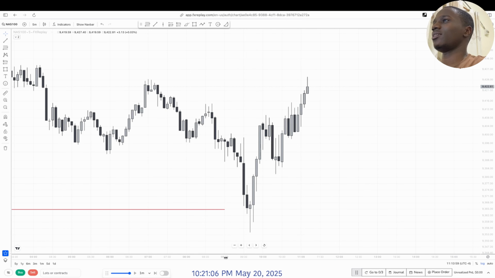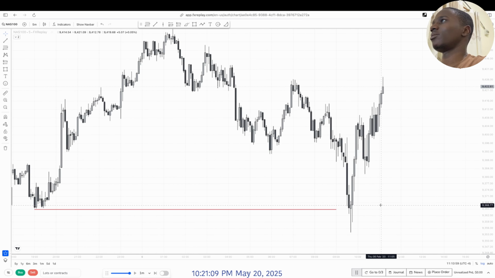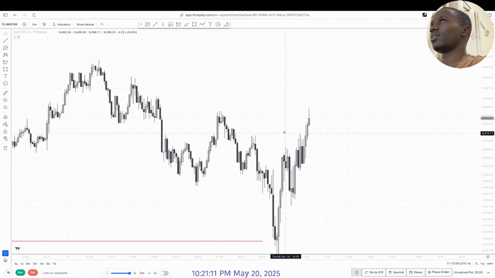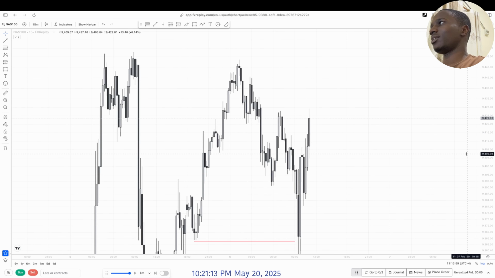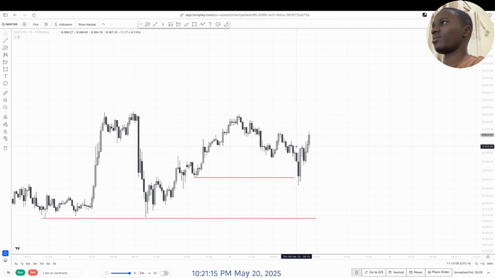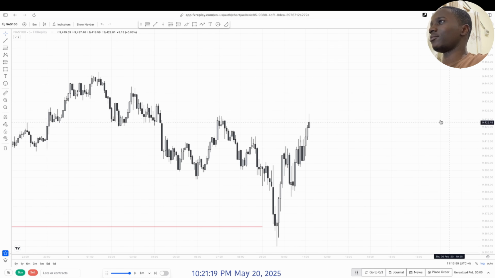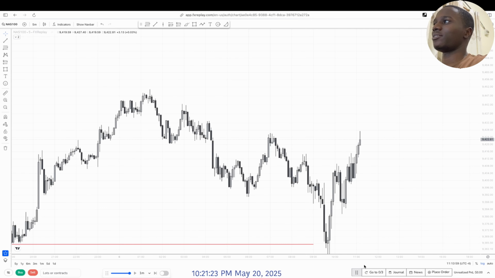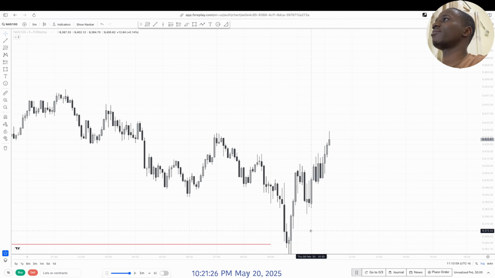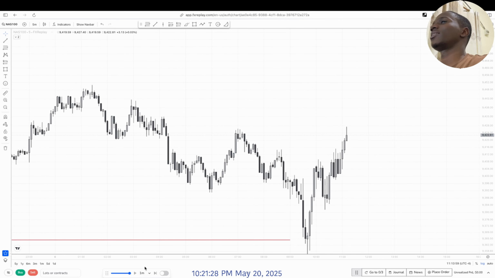before we pushed higher. So first we have a sweep. Now we've got a shift, and on the 15-minute it's also clear. Sweep, shift. Now on the 5-minute we've got a sweep, a shift in structure. Now we wait for a fair value gap retest, or an inverse fair value gap retest, or an order block retest.